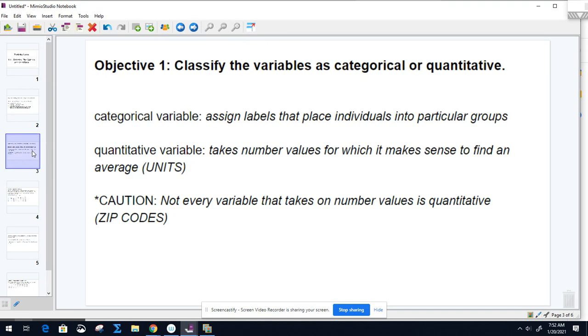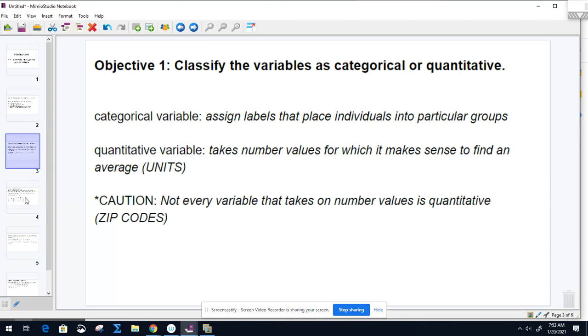So here's the first part: variables as categorical or quantitative. Categorical variables assign labels that place individuals into particular groups. So it's going to put them into groups as opposed to actually having a number value. A quantitative variable will take number values, so we can find an average, and usually that comes in units, whether it's miles, feet, inches, something like that. Now, not every number is quantitative. We can have a number such as an area code or a zip code, which would group people from a certain area. It doesn't necessarily give them a numerical value.